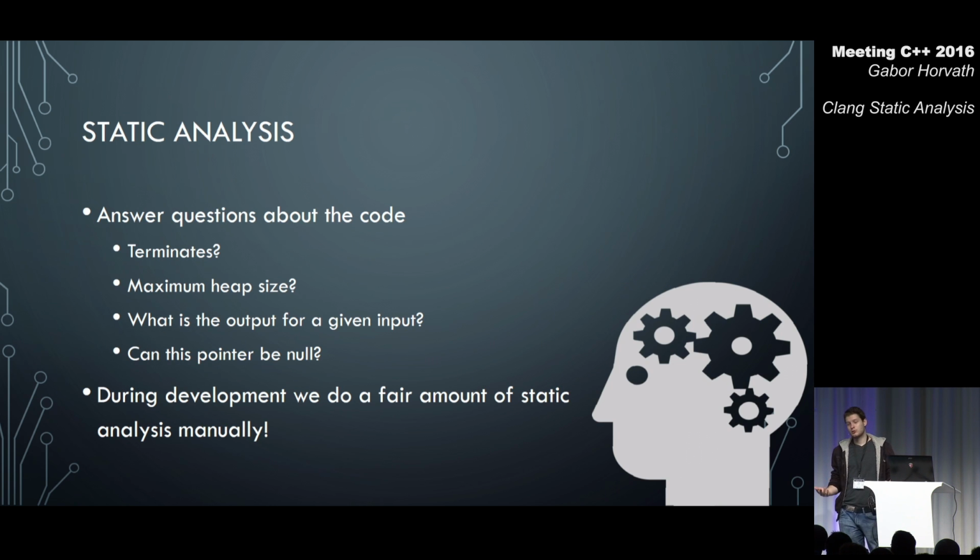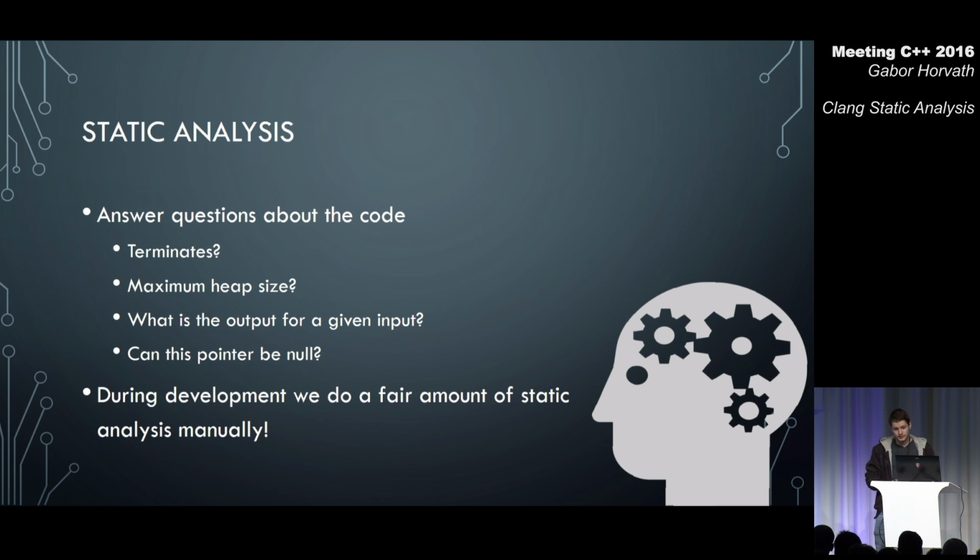When we are reading code and we try to reason about it, we try to answer some questions. Then we are basically doing static analysis manually. So tools sometimes employ very similar assumptions about the code to those we make when we are reading it.